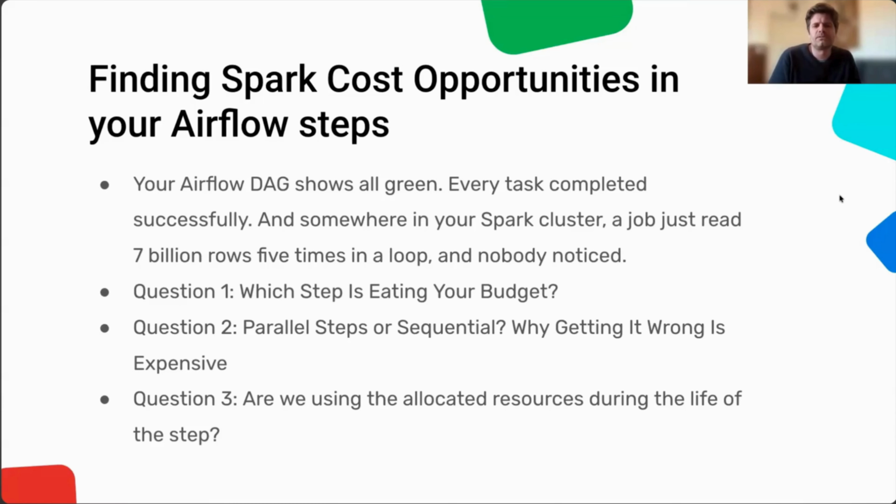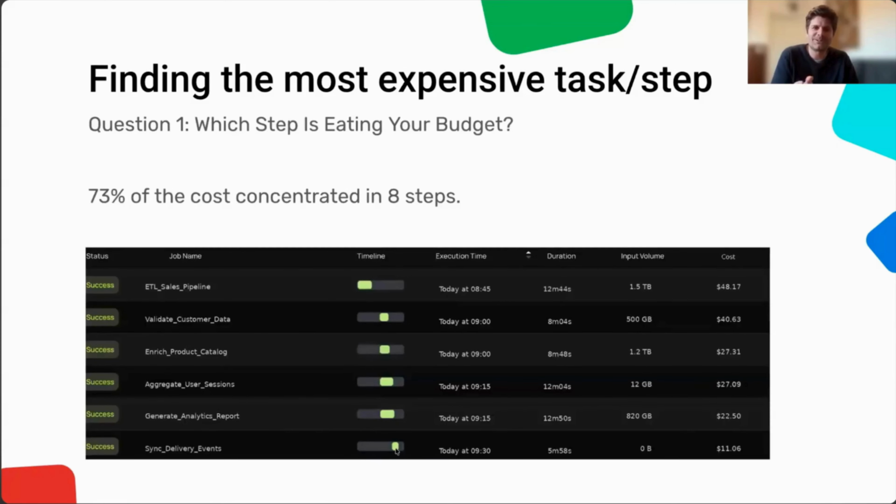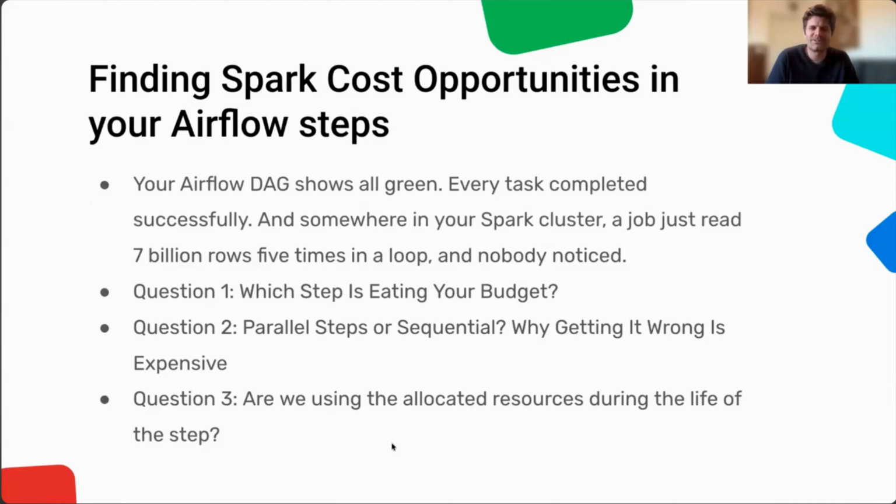So we're going to go through question 1, which step is eating your budget, and identifying the hotspot. Question 2 is, should you run these steps in parallel, or is it better to run them sequentially? And it's not always that intuitive. Okay, and lastly is, do we utilize the resources we allocated during this Spark execution? Okay, go ahead, next slide.